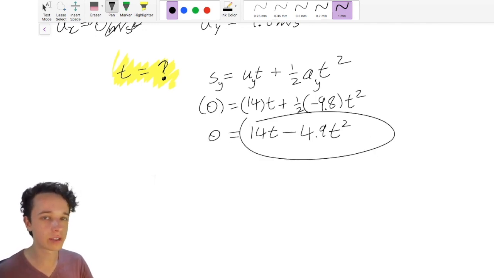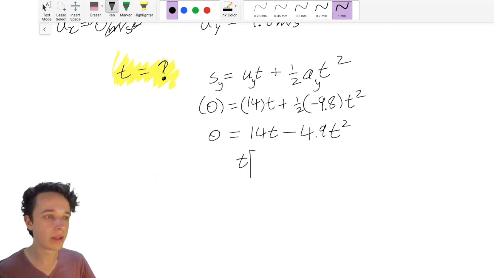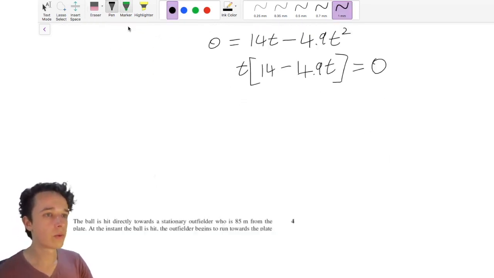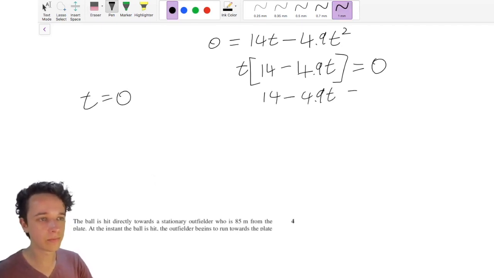So what we can do to the right-hand side of the equation is factorize out a T, so that we're left with T multiplied, in brackets, 14 minus 4.9 T. And this is all equal to 0. I'm going to write the 0 on the other side just because it looks neater. So when we have an equation in the form A multiplied by B equals 0, we know that for this equation to be true, A can be 0 or B can be 0, right? So we know from this equation that either T equals 0 and/or 14 minus 4.9 T equals 0.